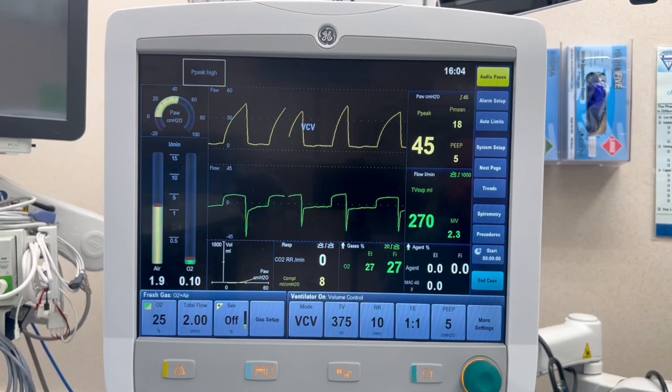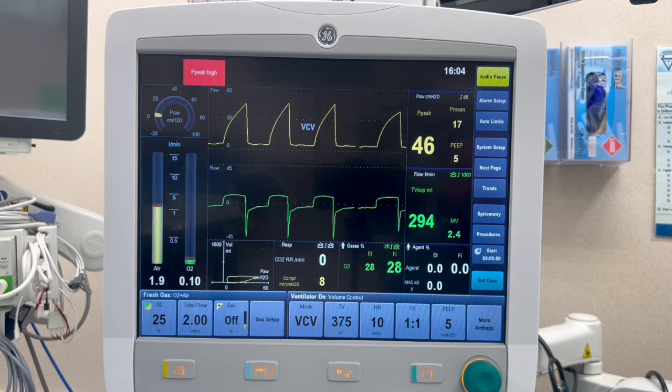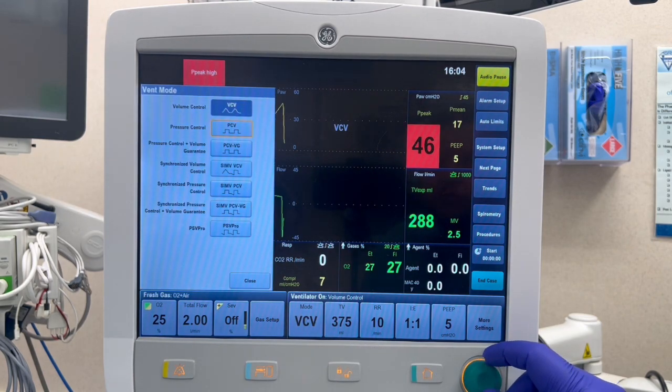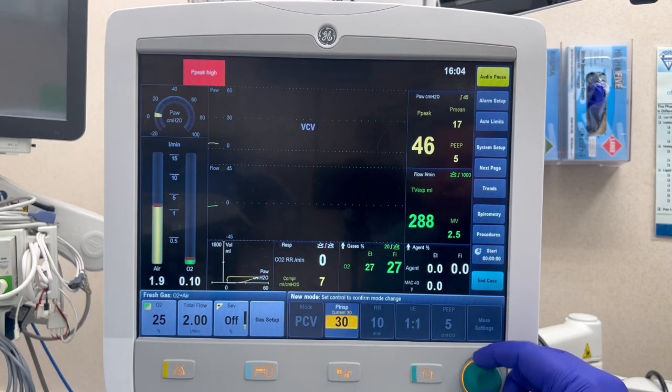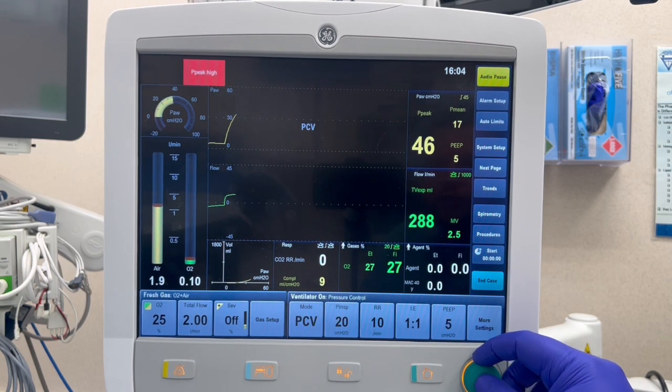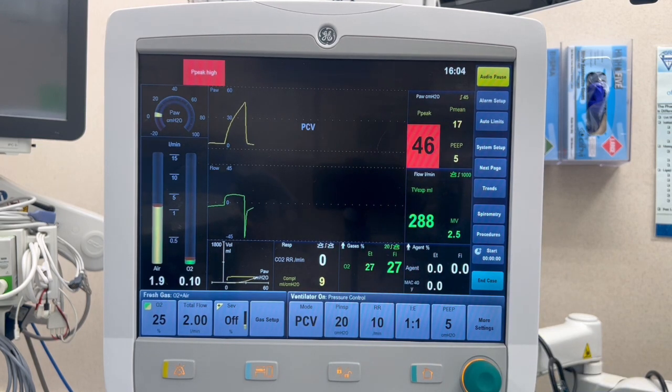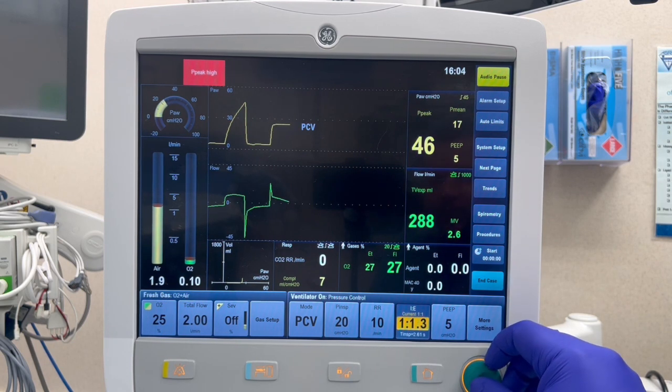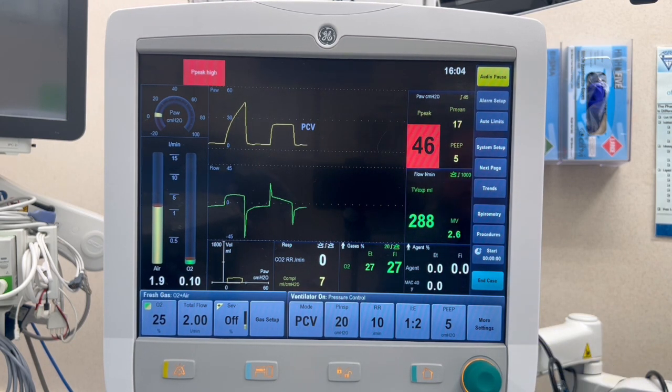Here, we can see that exact situation simulated. This patient is being ventilated with a volume control mode and currently has peak pressures in the high 40s. As we've reviewed in previous videos, we're controlling the volume and not the pressure. Let's titrate this to pressure control mode, where we can control the pressure and not the volume.